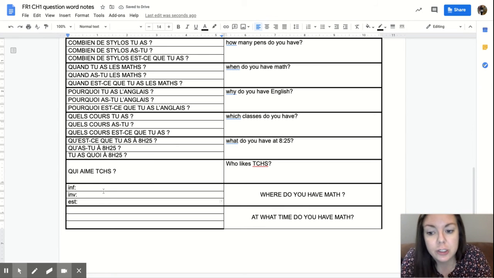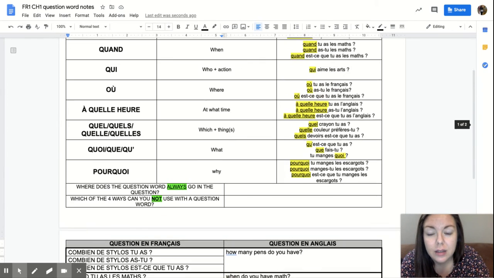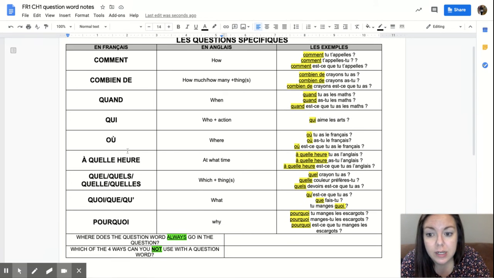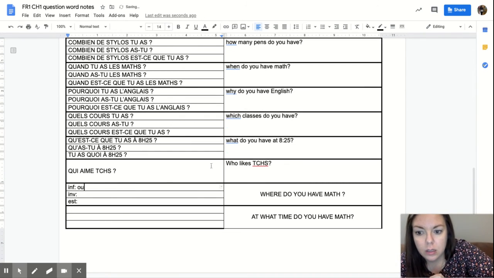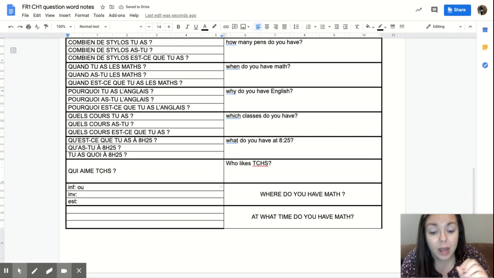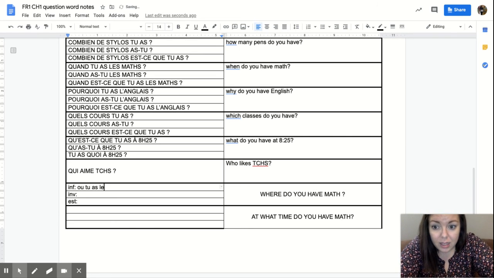Okay, so I'm going to do this first one with you. So let's start with inflection. When we're using inflection, we want to say, where do you have math? What word needs to go first? It's always that question word. So let's go back up to our notes. Here's our where is où. Notice that où is always the very first word. So we're going to write où. Oh, my accents aren't working. We'll fix that later. Tu as les maths. Où tu as les maths?